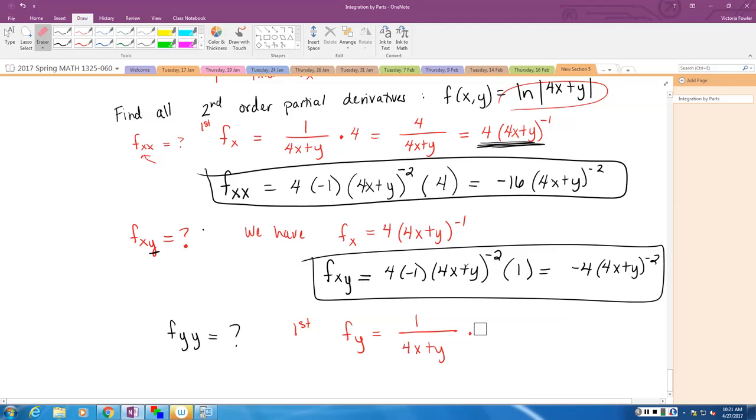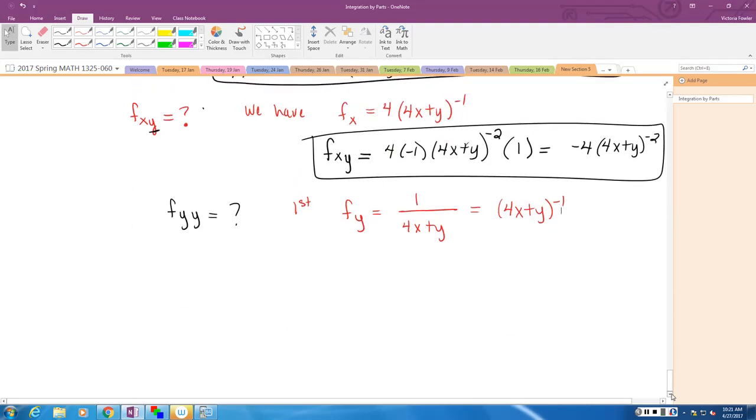Okay, so do I have to write anything more? No. What's another way to write this, though? 4x plus y raised to the negative 1. Okay. Everyone good on that? Okay. So what we really want to get to, I'm going to take the derivative of that with respect to y. So what's the derivative of that going to be? Negative 1 times 4x plus y raised to the negative 2, and multiply by the derivative of the inside, where y is the variable, times 1.